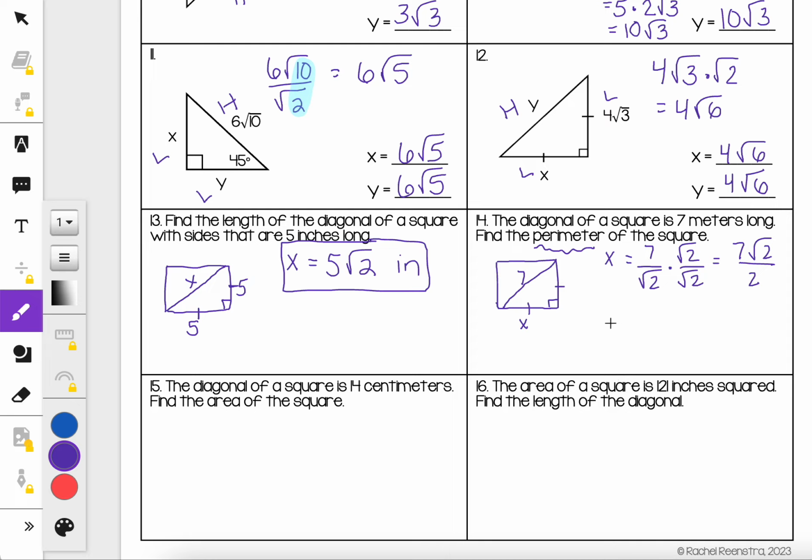Now, this looks pretty messy. This is one of my sides. All right. I know if I want to find the perimeter of a square, I'm going to take that one side length, so 7 root 2 divided by 2, and multiply that by 4 because we have 4 sides. So this is going to cross out. 4 over 2 is just 2. And I'm going to have 2 times 7, which is 14, root 2 meters as my perimeter.